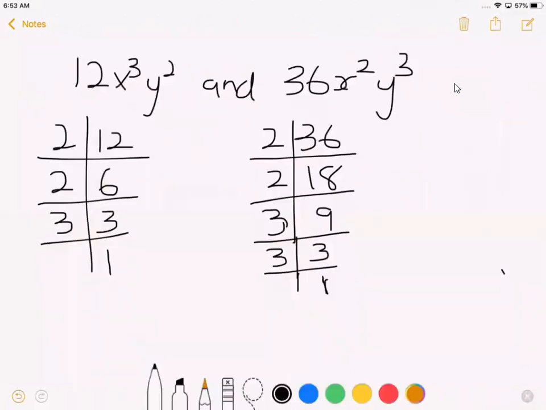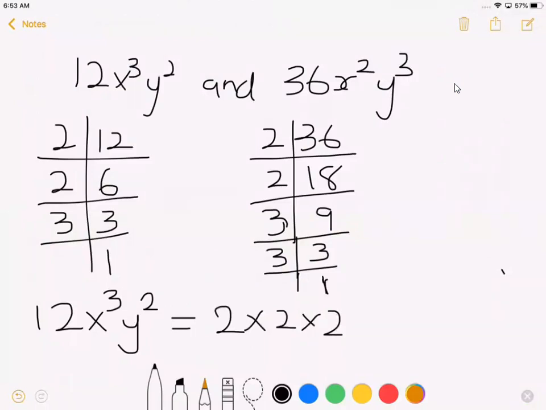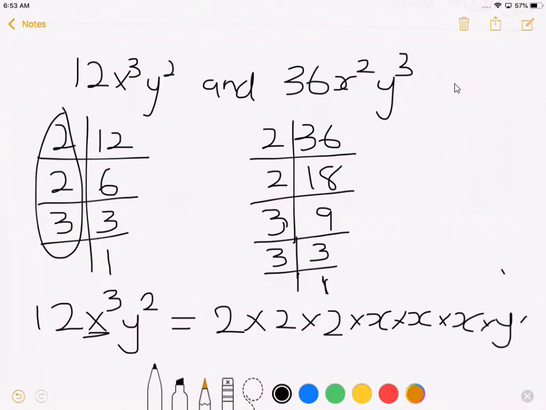So we are going to say 12x to the power of 3, y to the power of 2 is equal to, you can see 12 gives you 2 times 2 times 3 from there. But how many x's do I have? I've got 3 x's. So times x times x times x. And how many y's do I have? I've got 2 y's. Times y times y.